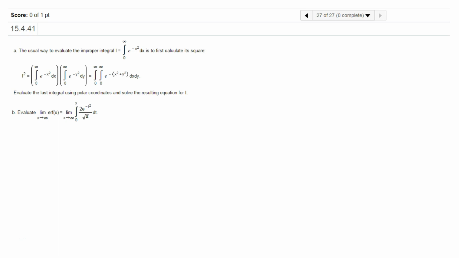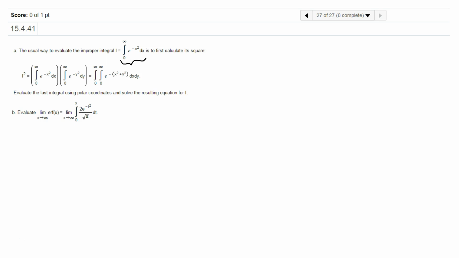This question is asking us to integrate the integral of e to the minus x squared from 0 to infinity. And we're not able to do that integral. And so what we're going to do instead, we're going to call that integral I, and we're going to have that integral times itself, so it's going to be I squared.